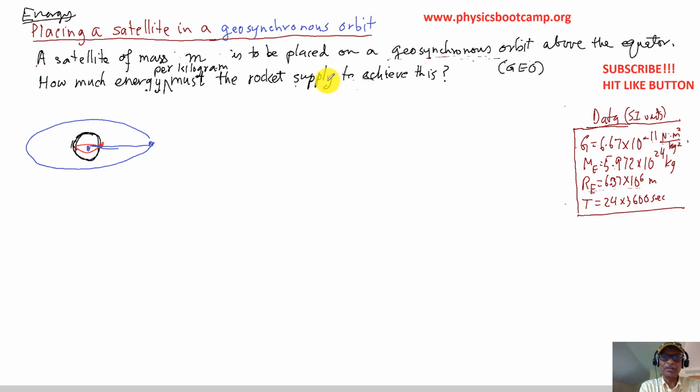And then the rest of the machinery, like the rocket, has to supply that. Rocket fuel is used to supply that. So overall the rocket is supplying the energy. So we have an initial situation here and a final situation here. The difference in energy is what the rocket supplies. So E_F minus E_I is what the rocket supplies.